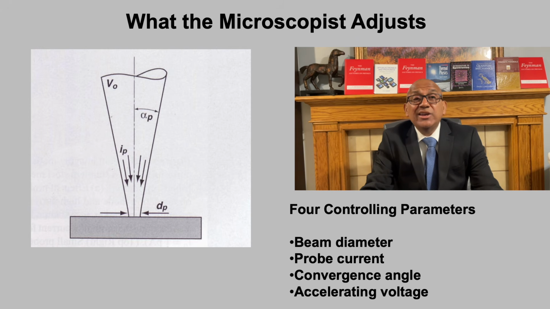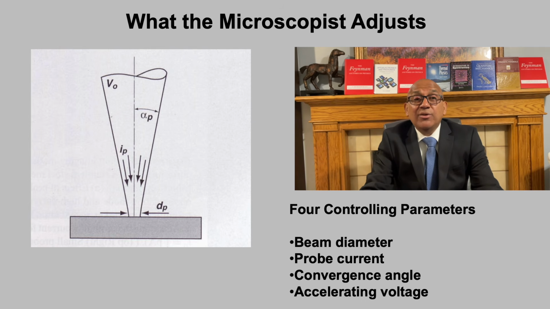All SEM imaging conditions ultimately reduce to a small set of parameters that the microscopist can control directly. The beam diameter determines how finely the electron probe is focused at the specimen surface. A smaller beam diameter improves spatial resolution, while a larger beam reduces resolution but increases signal strength.